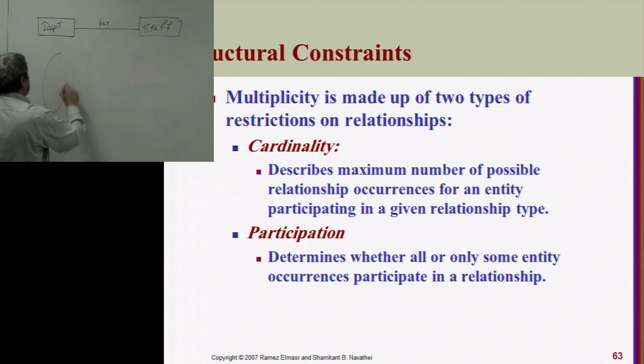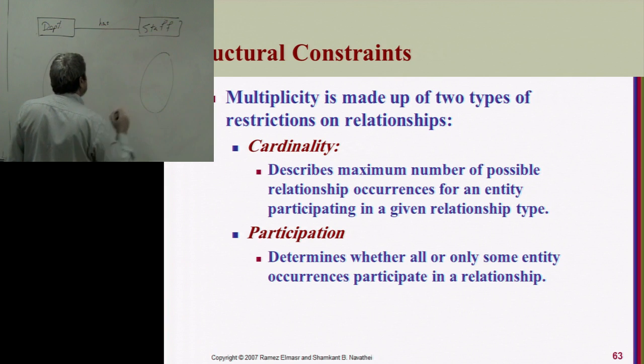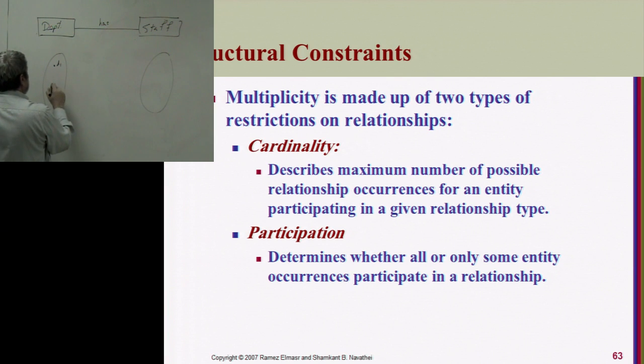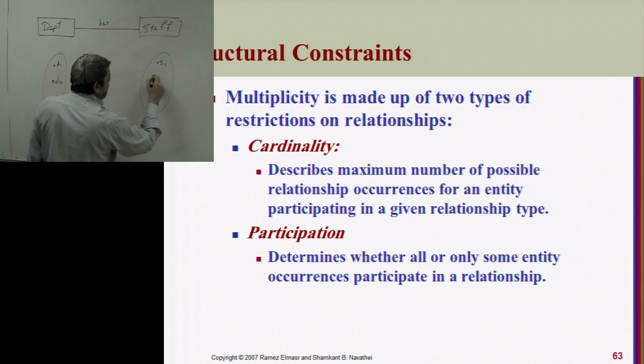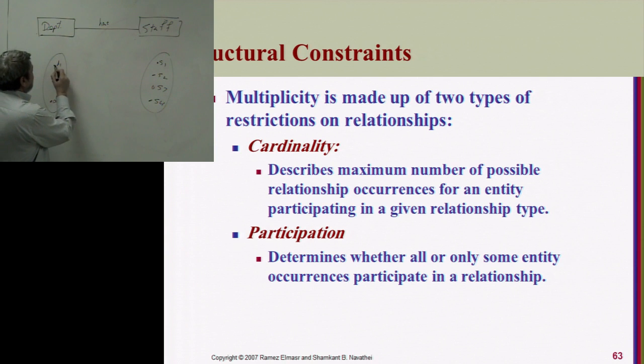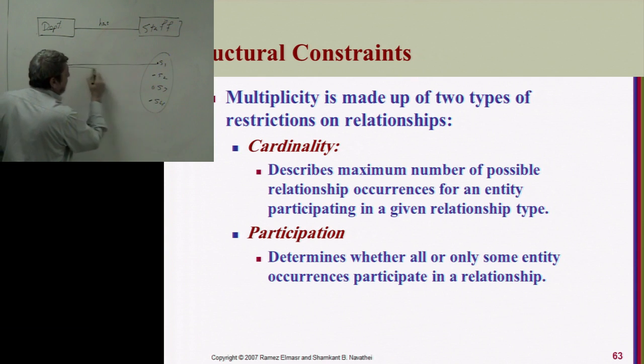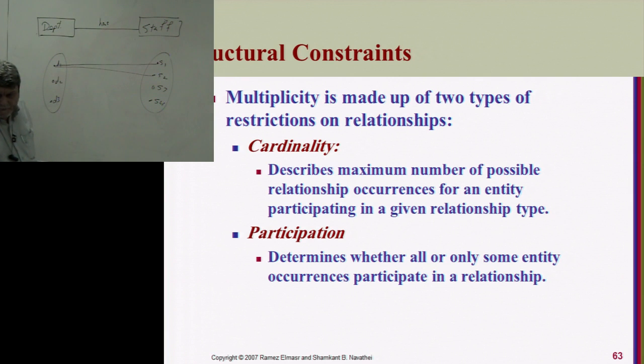So if we draw sets like this is D1 and D2 and D3. This is S1, S2, S3, S4, and so on. So now I say that D1 has S1 and S2 working for it. Right? We have also D2 having S3 working for it, and D3 has S4 working for it.